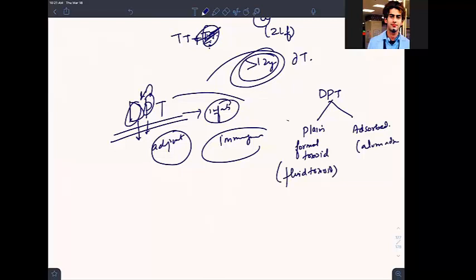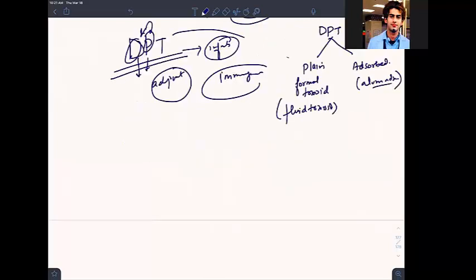Okay, easy. Now plain formol toxoid, how to produce this? You incubate the toxin with formalin. What is formalin? Formaldehyde. You put formalin and you incubate the toxin with formalin. That is the important thing. Plain formol toxoid is produced by incubating toxin with formalin. The adsorbed one uses alum, which acts as an adjuvant and will increase the immunogenicity.